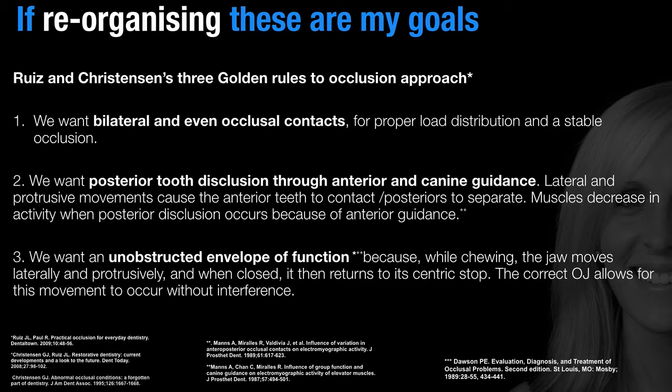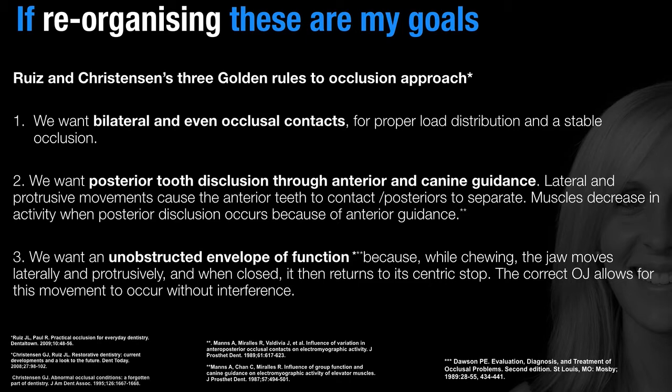Number 1, we want ultimately to have bilateral and even occlusal contacts for proper load distribution and stable occlusion. That makes sense. What I don't want to do is to treat somebody who has this situation and then leave them biting on 2 teeth. Yeah, that's fairly straightforward. Number 2, very important, we want posterior tooth disclusion through anterior and canine guidance.